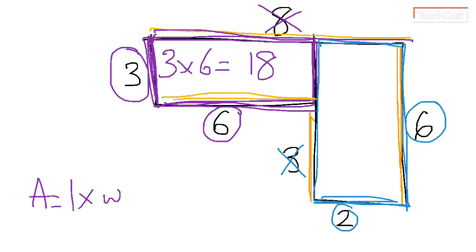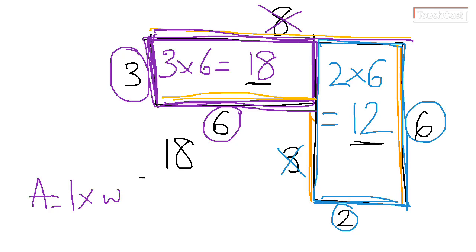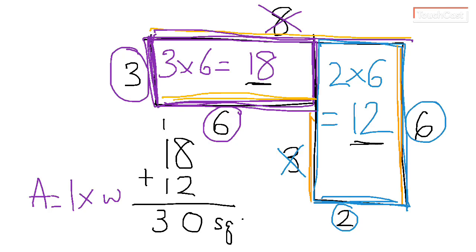Alright, so area equals length times width. Area equals 2 times 6. 2 times 6 is 12. So, with our area of 18 for the left rectangle and 12 for the right rectangle, we are going to combine 18 plus 12. 8 plus 2 is 10. 1 plus 1 plus 1 is 3. So we have a total of 30 square units.